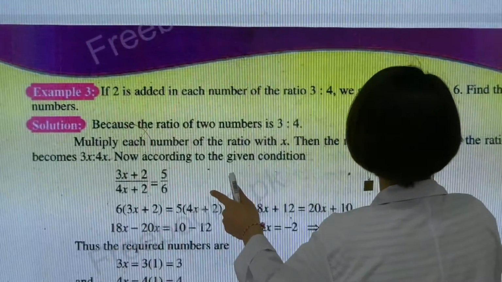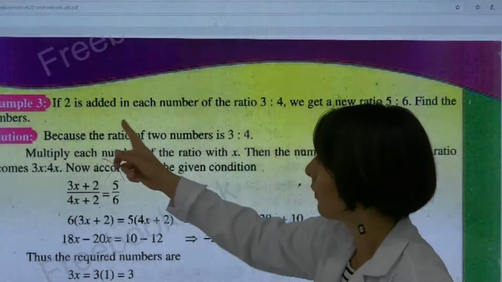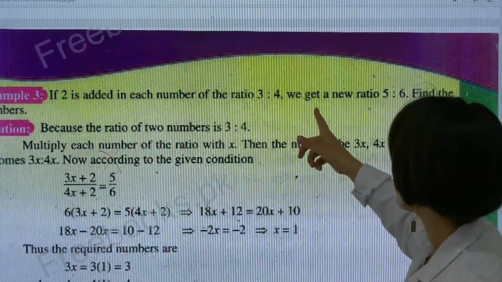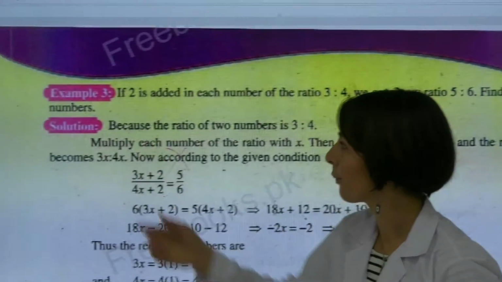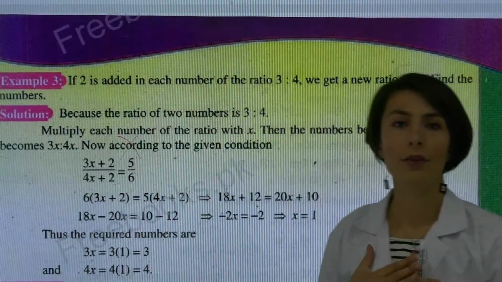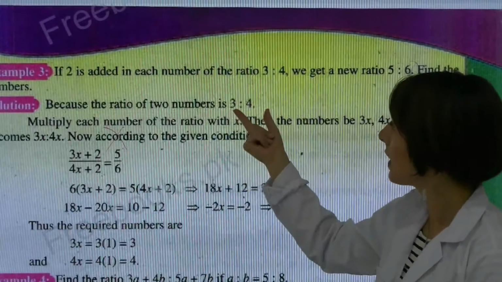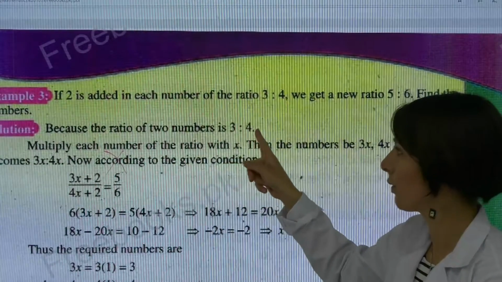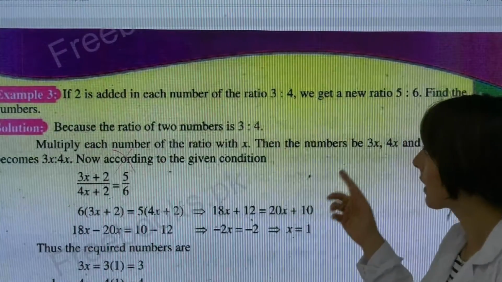Another example that I want to share with you is example number 3. If 2 is added to each number of the ratio 3 to 4, we get the new ratio 5 to 6. So find the numbers. Because the ratio of the numbers is 3 to 4, I have the right to say that my numbers are 3x and 4x, because these are not my real numbers. This is only the ratio 3 to 4. So my real numbers are 3x and 4x.